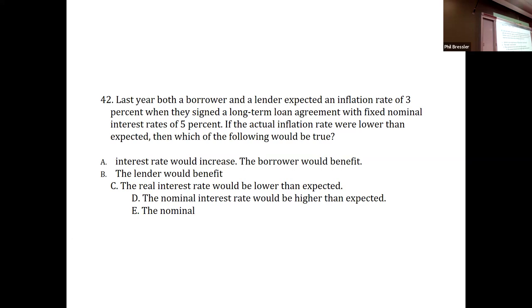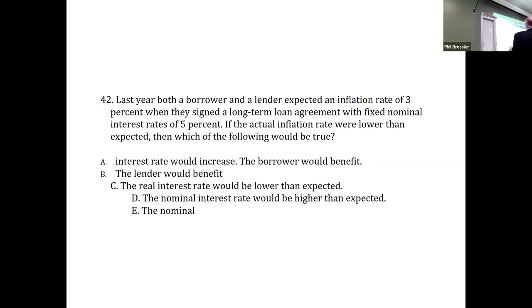Yeah. All right, guys, who got it? What do we got? Broccoli. A lot of broccoli. All right. So, last year, a borrower and a lender expected inflation of 3. They signed a long-term agreement with a fixed nominal of 5. All right, Felix. Last year, what was the real when they made this agreement? Nominal is 5, inflation's 3. 2, right? Nominal equals real plus inflation.